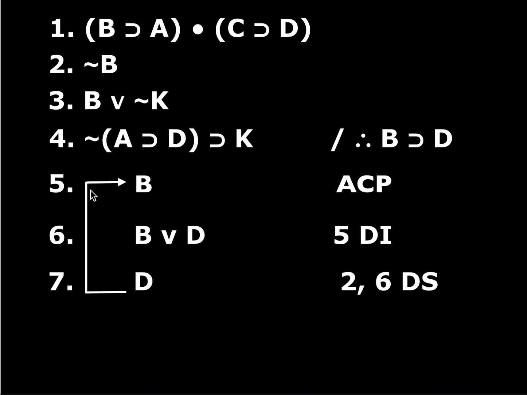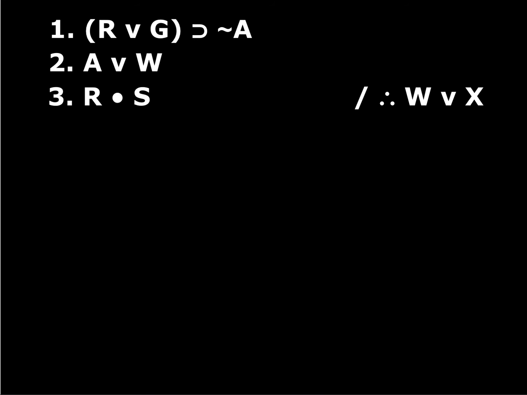And the next line has to be a conditional whose antecedent is your first line, whose consequent is the last line. If B, then D. 5 through 7, conditional proof. And that's the conclusion, so I'm done. Okay, let's do another one.